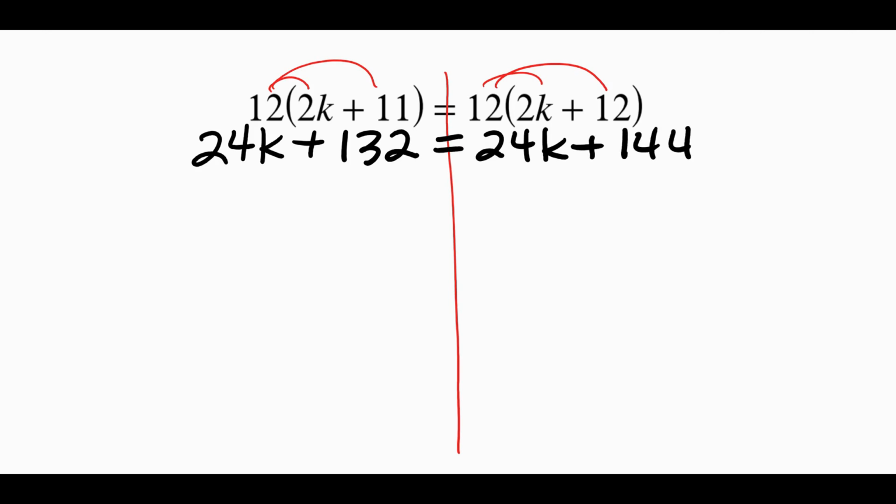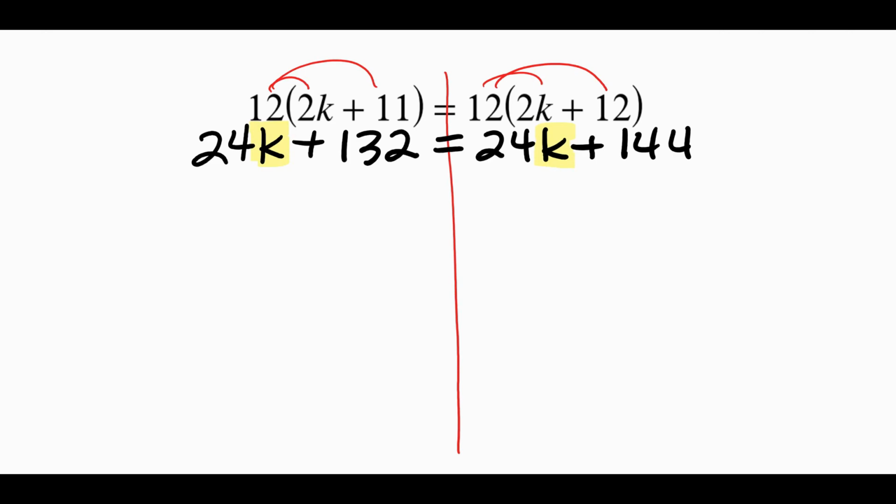And I want you to notice what the equation is right now. I have 24k plus 132, and on the other side I have 24k plus 144. So think about what an equation means. It means that there's some number that we're going to plug in for k here that is going to make this side equal that side. Is there any way we can plug in a number and have the left side equal the right side? And if you don't know the answer to that, then you can continue to solve this.